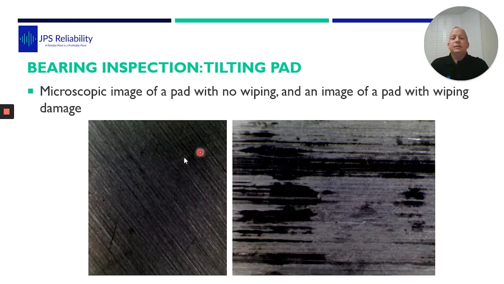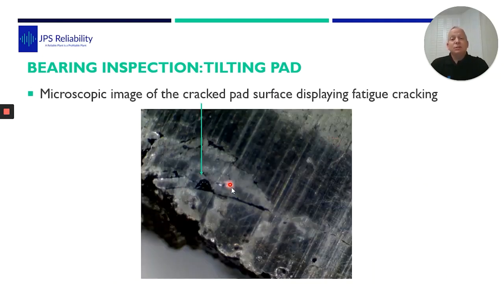Here you can see the good pad, no wiping, still the machine marks. And on this one here, you can see heavy wiping. When we actually looked at the cracked pad, what was interesting, you can see these little cracks here. It's peeling as if it was coming up, either through subsurface fatigue or the bit to base materials coming up.